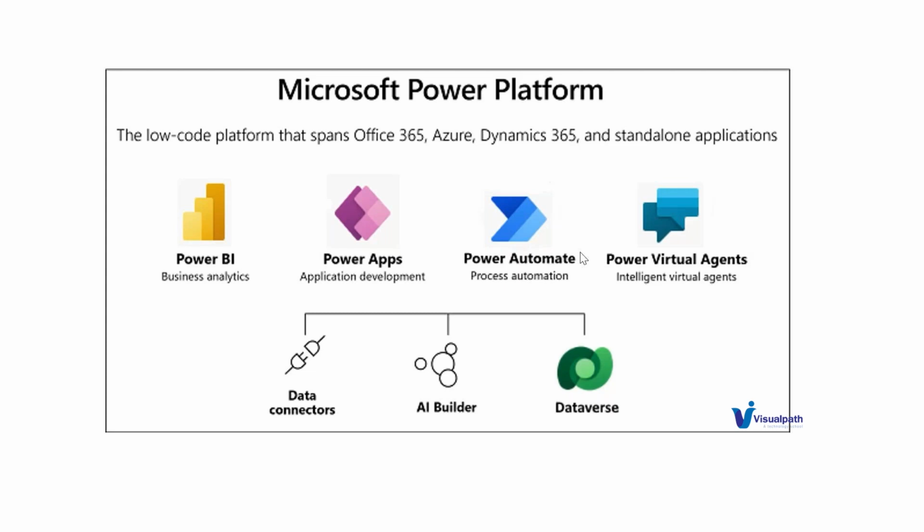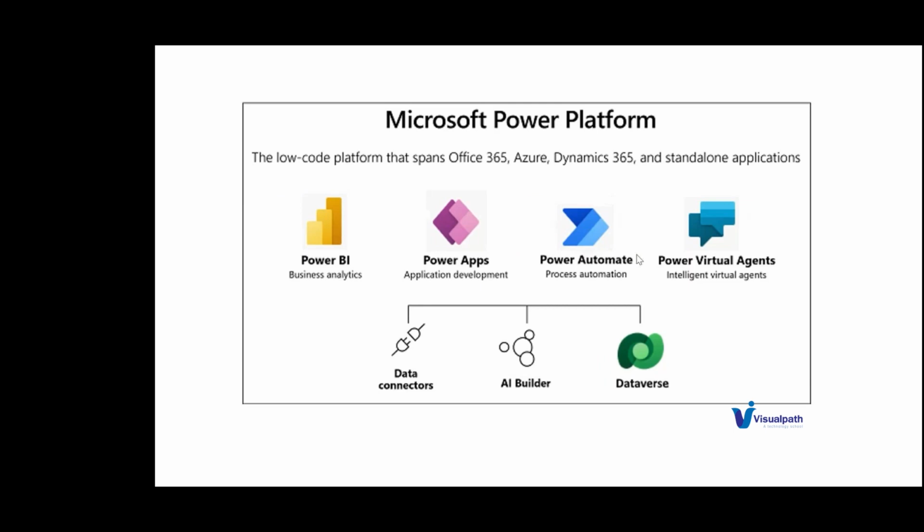In completing any activity on Power Apps, Power Automate, PVA, or Power BI, you can see the three major components at the back and at the bottom: data connectors, AI Builder, and Dataverse. These are the three important things that we should know and be aware of in order to complete all the activities performed on the above four tools. Now, I'm going to move on to the next slide and I will be discussing more about Power Apps.